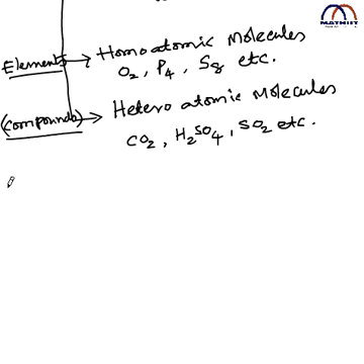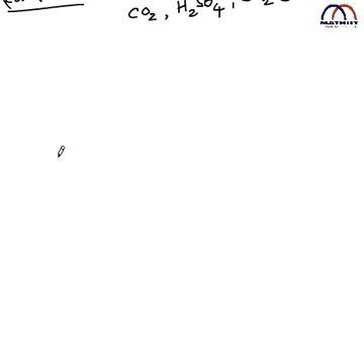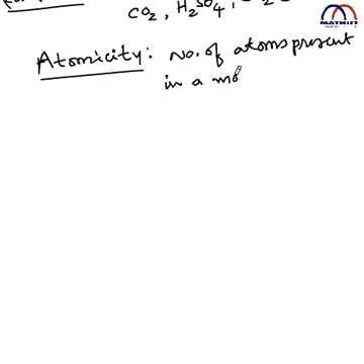Right? Now you have understood about the different types of molecules and where they are present. Now let me tell you one simple definition called atomicity, which is very important in our future discussion. What is the meaning of atomicity? Let us understand. Atomicity is nothing but the number of atoms present. The number of atoms present in a molecule is called atomicity.